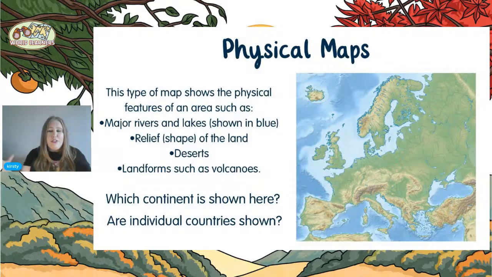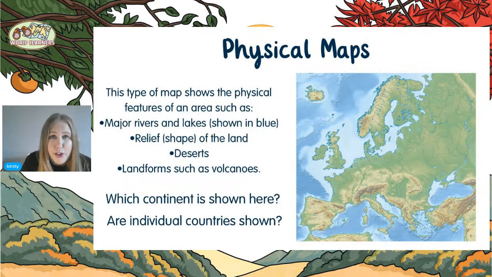So we call these physical maps. Now, this type of map shows the physical features of an area. So that's things like the major rivers and the lakes. They'll be shown usually in blue. The relief, which means the shape of the land. So there's our mountains or our areas of high elevation being shown there. They would show us areas of desert and particular landforms such as volcanoes. So quite different to a political map.